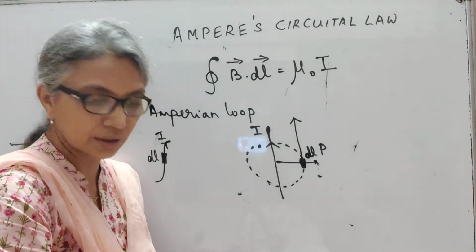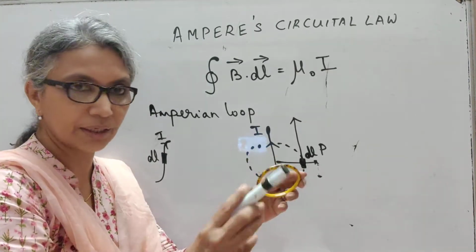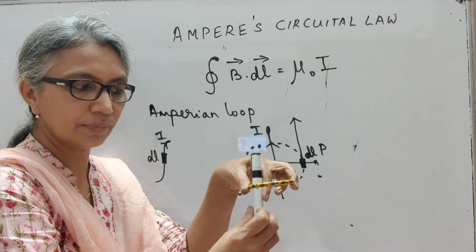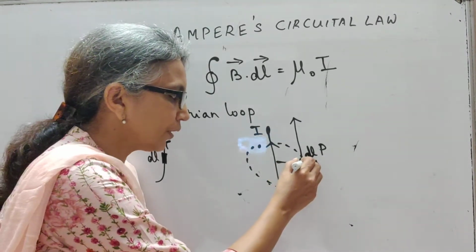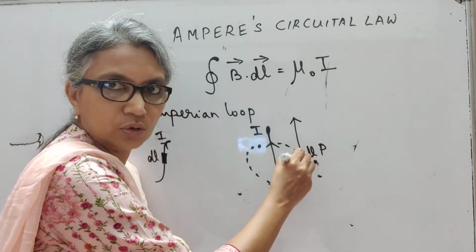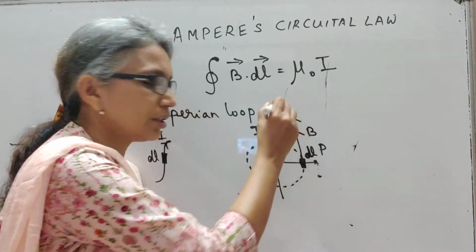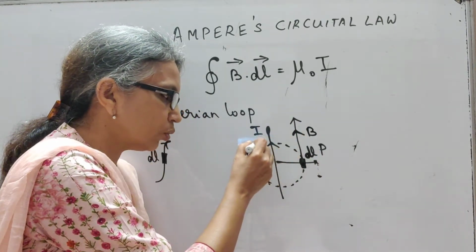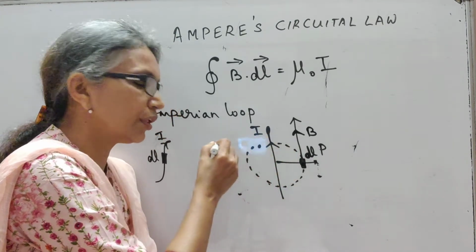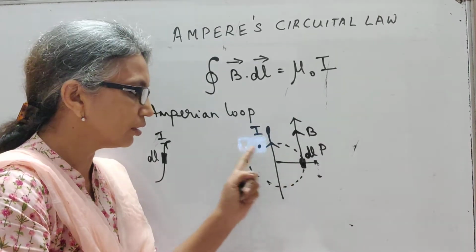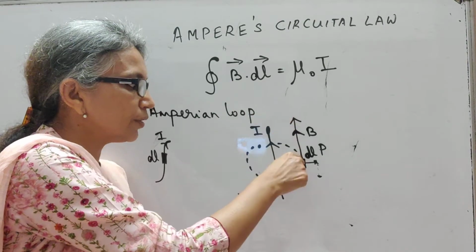Now for this conductor, by the right hand thumb rule we know the magnetic field also happens to be a circular loop. So at the point P, you will have the magnetic field also along the tangent. So everywhere along the Amperian loop, the section dl and the magnetic field both are circular for a straight conductor, so both will be along the tangent.